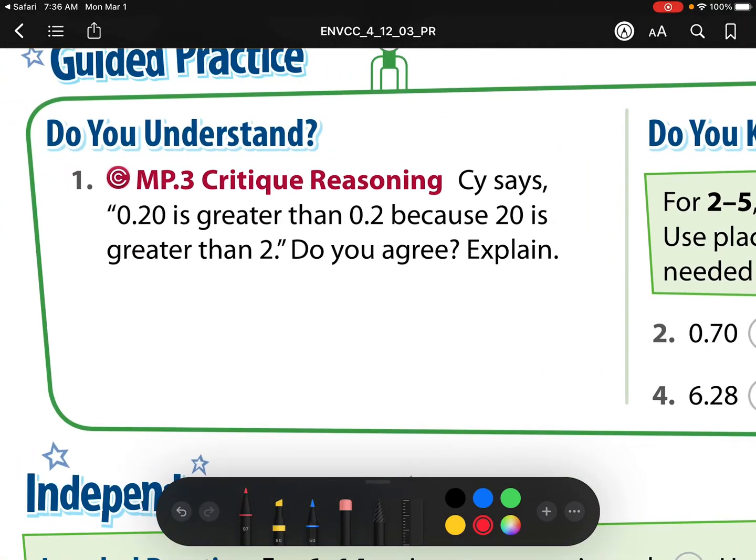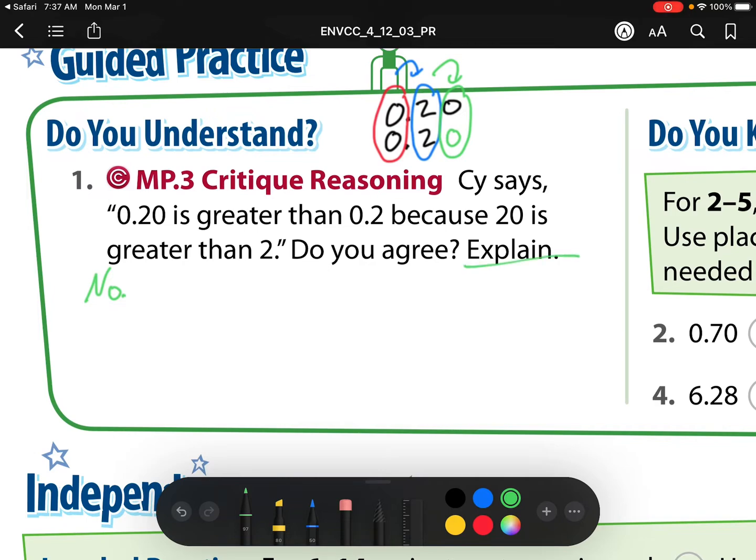Okay, now for number 1. Sai says 20 hundredths is greater than 2 tenths because 20 is greater than 2. Do you agree? Well, remember what's our first rule? Line up those decimals. So there's 20 hundredths and there's 2 tenths. So let's check. They're the same, so we go to the next place value. They're the same, so we go to the next place value. And remember, if there's nothing there, that nothing is a 0. They're the same. So no, we don't agree. Neither one is bigger. So we're going to put no for our answer, and then we need that explanation.